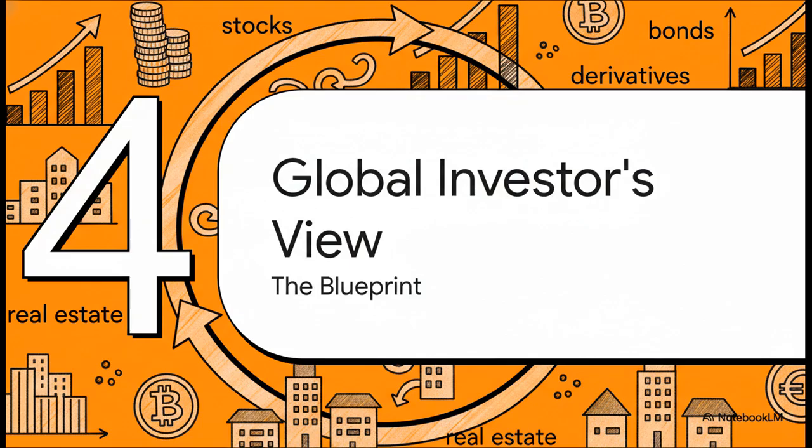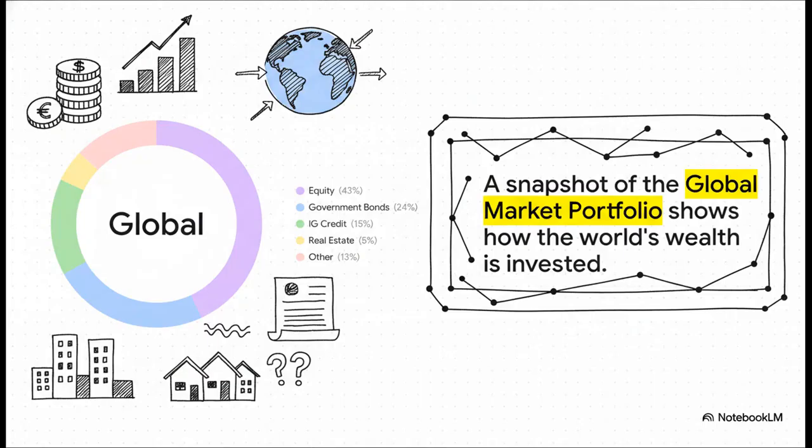Where is all the money on the planet actually invested? This right here is what's known as the global market portfolio. It's basically a snapshot of where all the world's wealth is invested. And you can see, plain as day, stocks or equity make up the biggest slice of the pie. That's followed by government bonds and then investment-grade corporate bonds, which are basically loans to really big, stable companies.